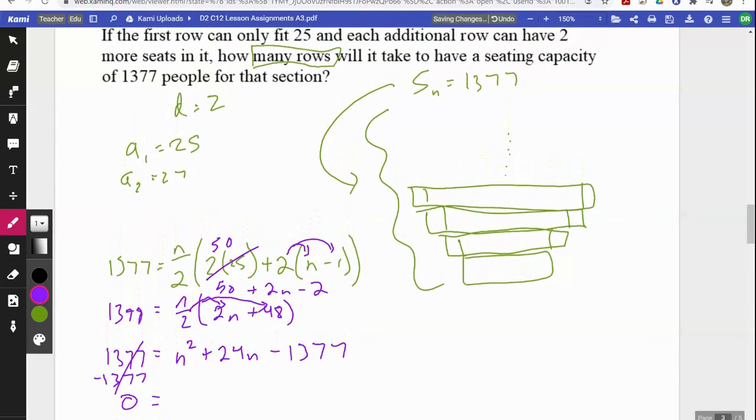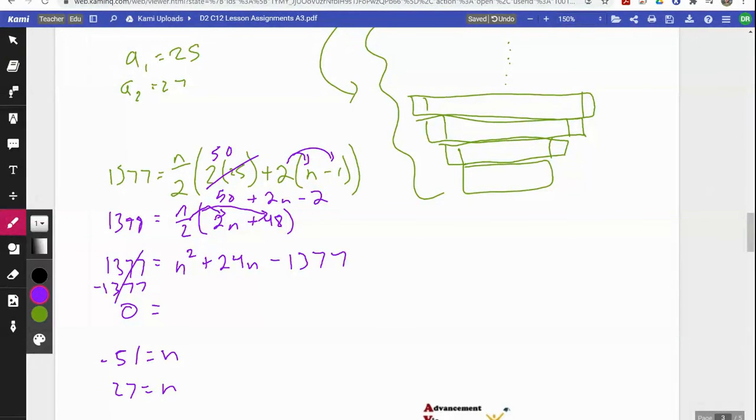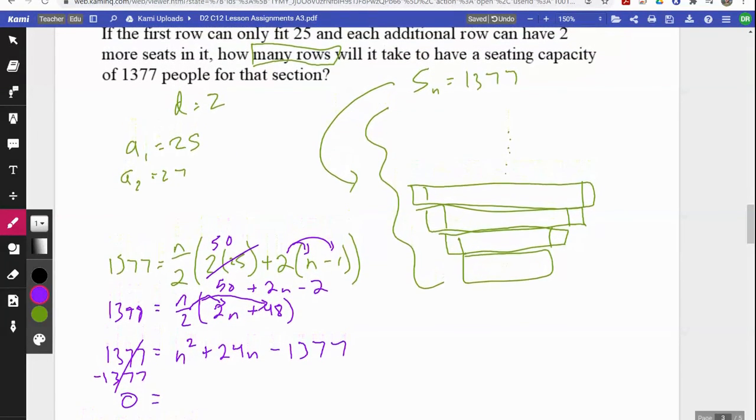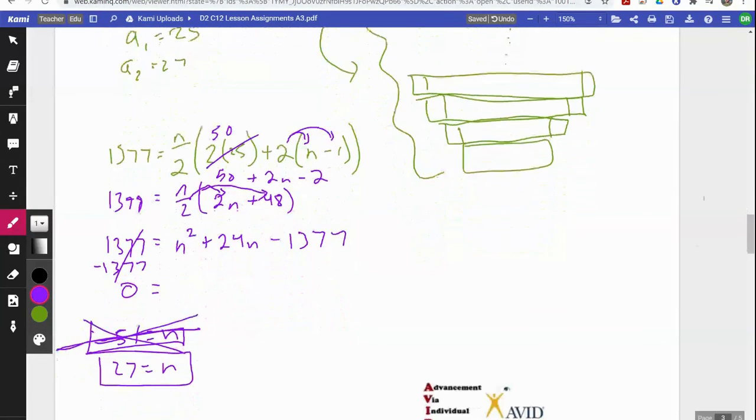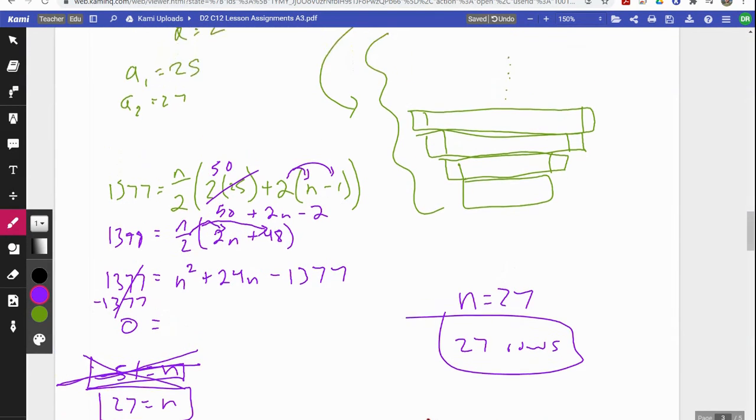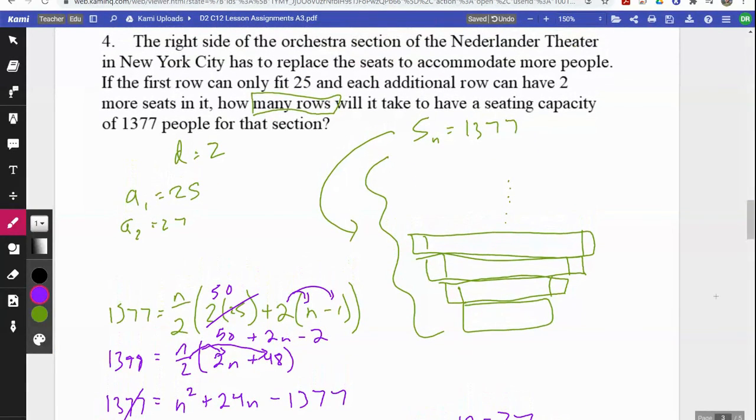Well, certainly we're not going to have a negative number of rows. There's no such thing as having a negative amount of a physical object that's in front of you. So that can't work, but 27 can. So that means that it would take us 27 rows, adding 2 seats per row, starting at 25, to end up at 1,377. So n equals 27 rows. So when we solve for n in an arithmetic series formula, we will end up having to solve a quadratic, but just put it in Desmos and find the zeros. All right, hope this helps. Good luck.